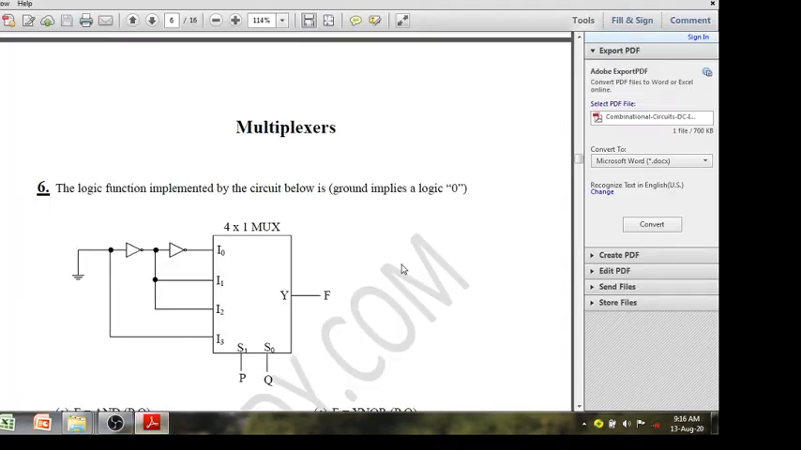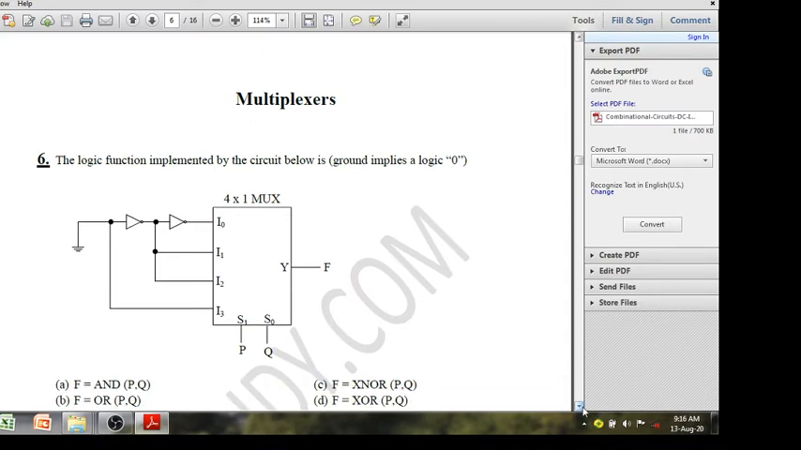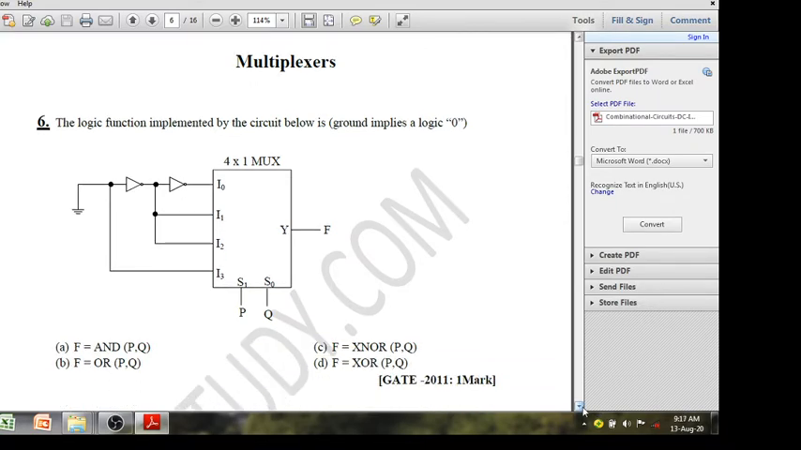Good morning class. Today I will discuss some GATE level and PSU level questions based upon multiplexers and demultiplexers. Okay, this is the first question. The logic function implemented by the circuit is... There are four options. This is a GATE 2011 question. What will be the value of F?